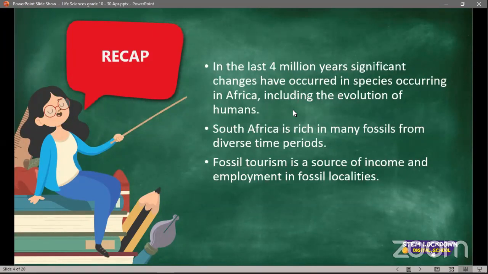And we also talked about fossil tourism, which is a source of income and employment in fossil localities. Now, it doesn't mean that fossil tourism only has advantages. It also has disadvantages, but we'll get on to that because I gave you homework. I hope you guys did it and will be able to give me answers to that in a few seconds.